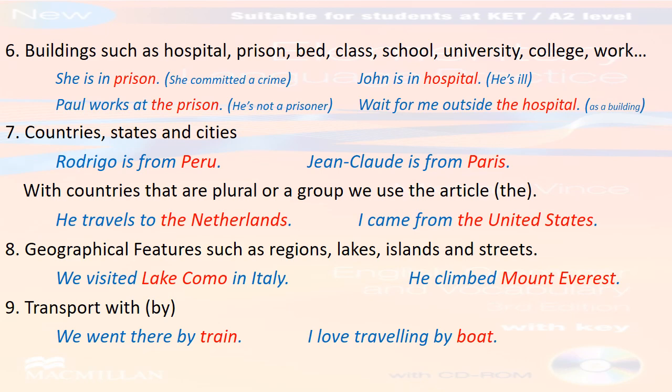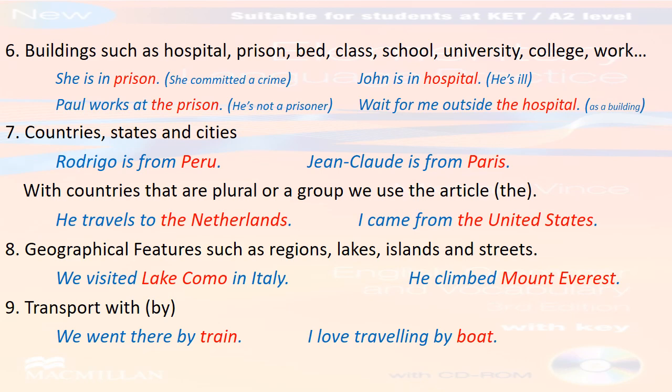Now case number 6, the buildings, such as hospital, prison, bed, class, school, university, college, work, and so on. Some people get confused about the preposition here, and this may explain the confusion in the prepositions, I mean "in" or "at". When we say she's in prison, we mean that she's a prisoner because she committed a crime. And when we say John is in hospital, we mean he's ill or he's a patient. And that differs from when we say Paul works at the prison. He's not a prisoner, but he works there. It's his workplace. So we use "the" when we say wait for me outside the hospital, or someone is in the hospital. He's not ill, or we mean here the building itself only.